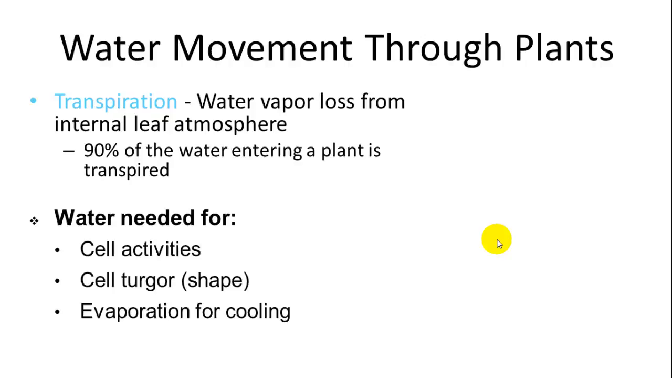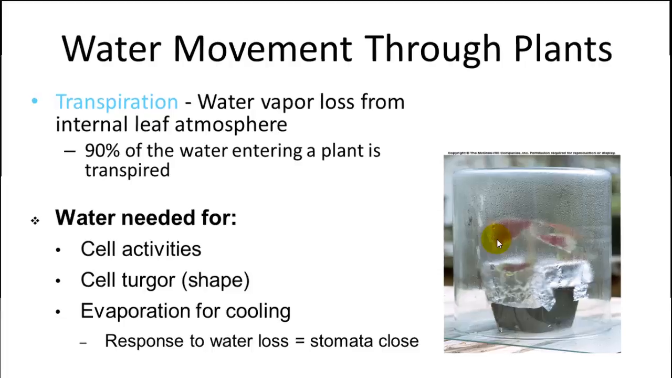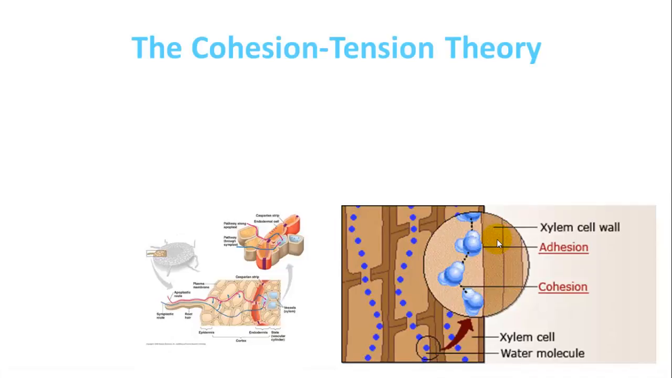Water is needed for cell activities, like we mentioned before, the shape of the cell, and important for evaporation, for cooling. So what plants will do if there's too much water loss through stomata, though, is they will close them so that you can no longer have water being evaporated out of them.